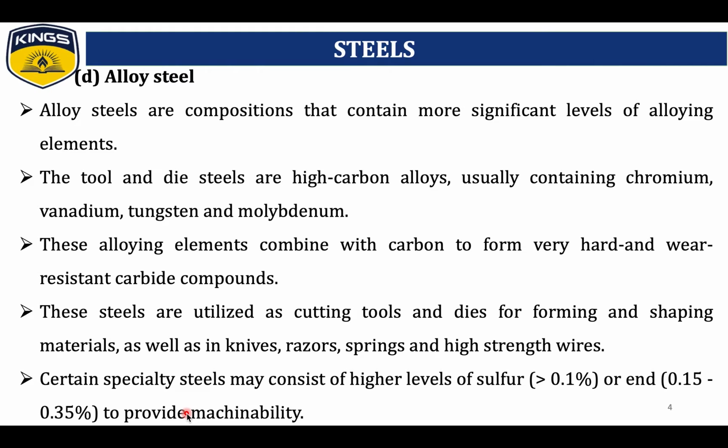And finally, we have the alloy steels. These alloy steels are compositions containing a more significant level of alloying elements. The tool and die steels are high carbon alloys, usually containing chromium, vanadium, tungsten, and molybdenum. These alloying elements combine with carbon to form very hard and wear resistant carbide compounds. These steels are utilized as cutting tools, dies for forming and shaping materials, as well as in knives, razors, springs, and high strength wires.